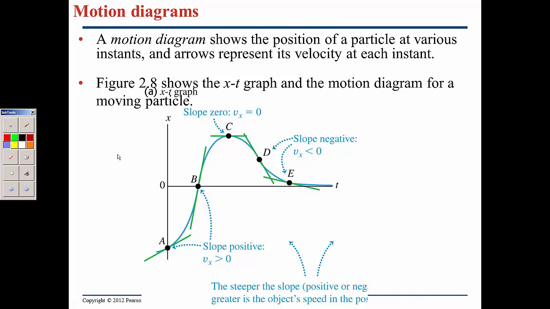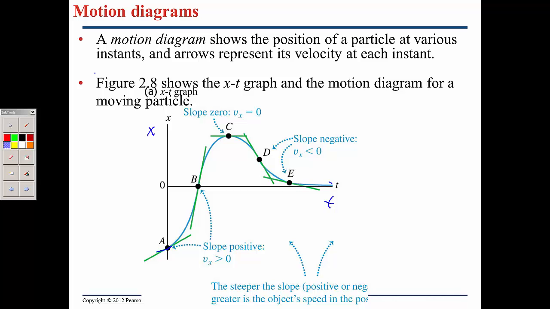Now, motion diagrams, I am probably never going to draw a motion diagram for you, but figure 2.8 does have something interesting. It shows the position as a function of time, and it highlights once again how the instantaneous velocity is the slope of the position versus time graph, and how we can read that. And this is something I do expect for you to be able to do.